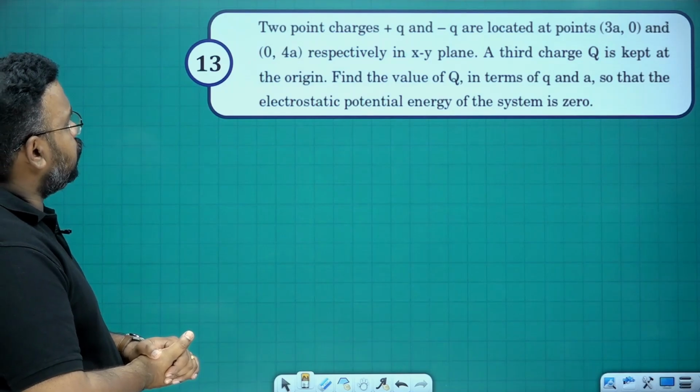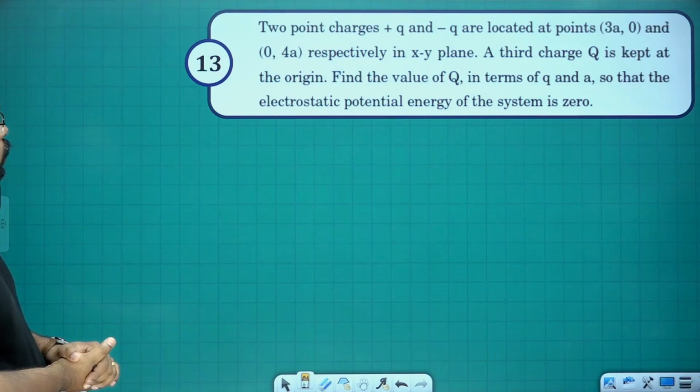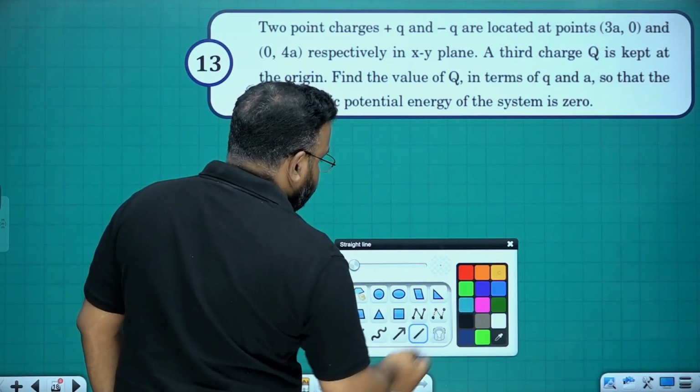Two point charges plus q and minus q are located at points (3a, 0) and (0, 4a) respectively in the xy plane. A third charge Q is kept at the origin. Find the value of Q in terms of q and a so that the electrostatic potential energy of the system is 0. So let's check the situation here.